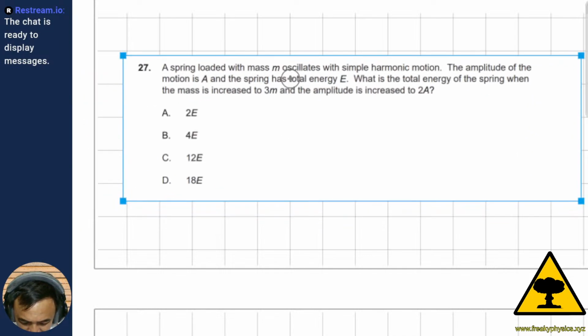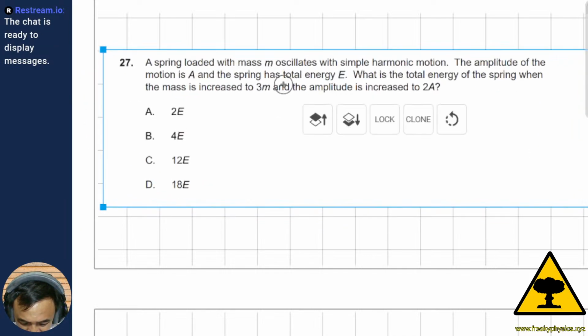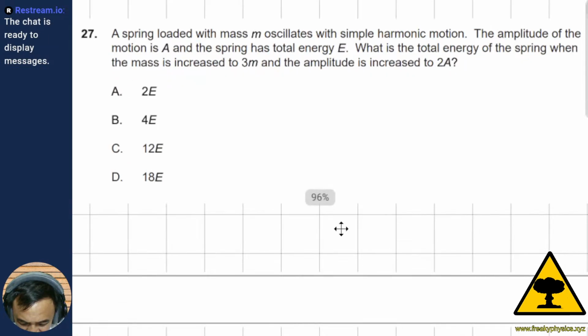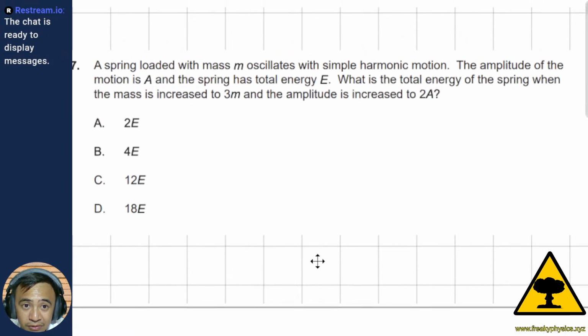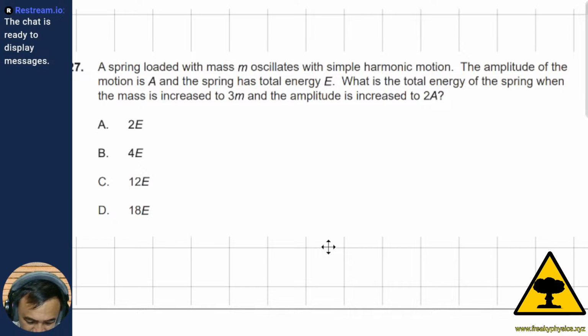Okay, so we have the spring loaded with a mass M and it oscillates with simple harmonic motion. At that time, the amplitude is A, the energy is E. So what's the total energy when the mass is increased to 3m and the amplitude is increased to 2a? What's the easiest way to do this?